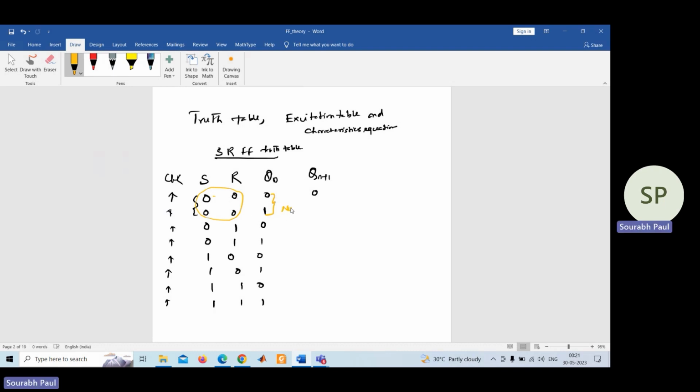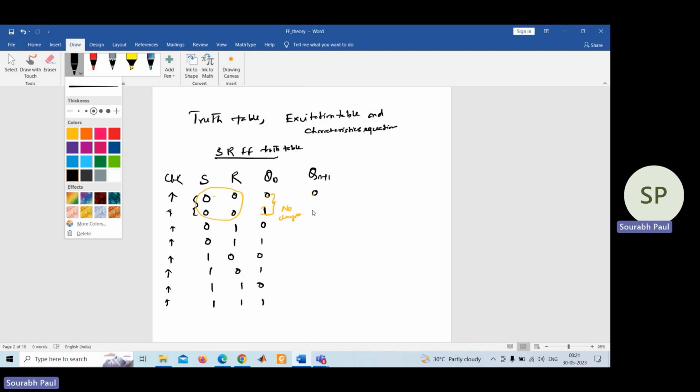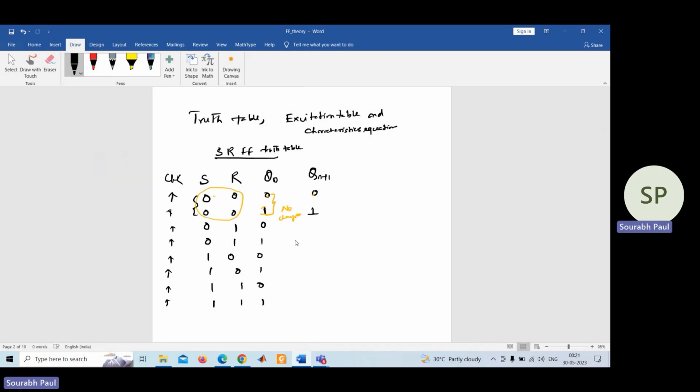Let me write here. Okay, what is the meaning of no change? No change means whatever the present state will be, that will be our next state. So if your present state is 0, next state will be 0. If your present state is 1, next state will also be 1. This is known as no change. Now, next combination 0, 1 means S equal to 0, R equal to 1. This particular thing is known as reset.